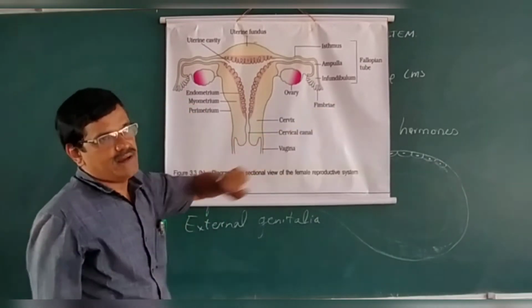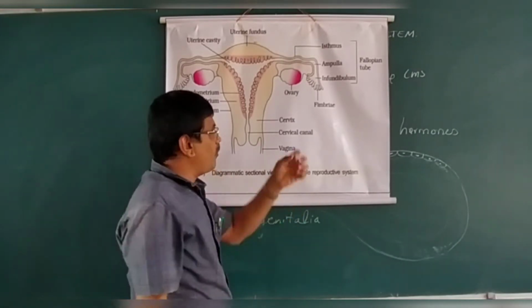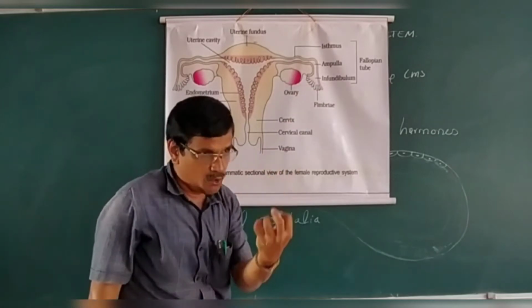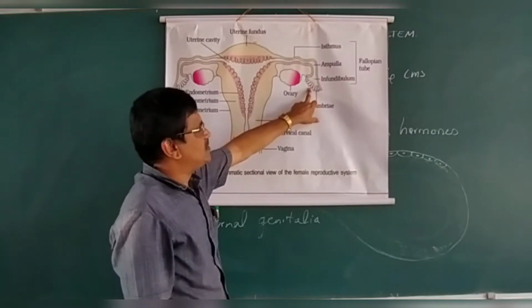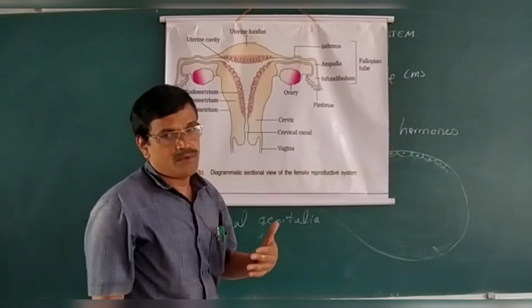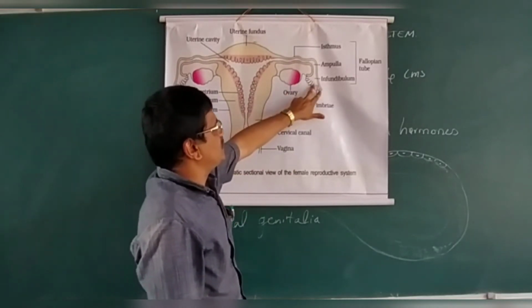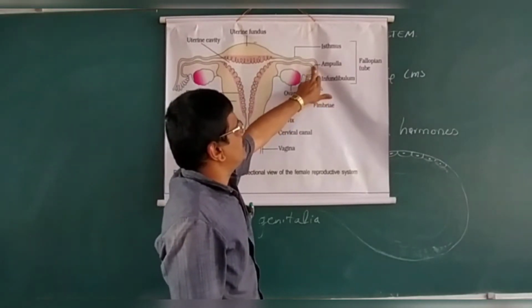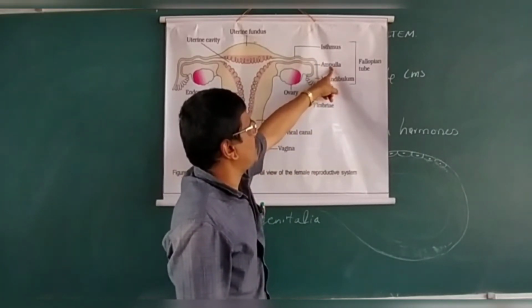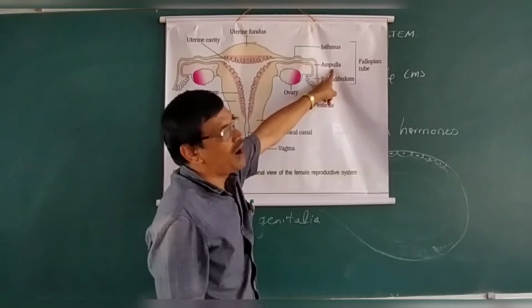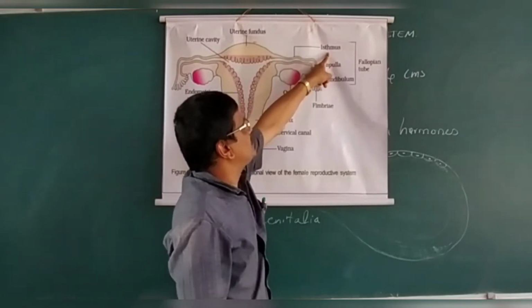The function of the fimbriae is to capture the ovum released by the ovary after ovulation. Ovulation means the process of release of ovum from the ovary. Okay, then this infundibulum leads to a wide tubular region of the fallopian tube known as ampulla, and this ampulla continues as isthmus.